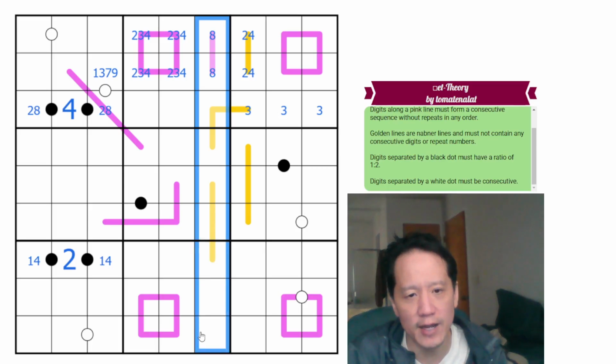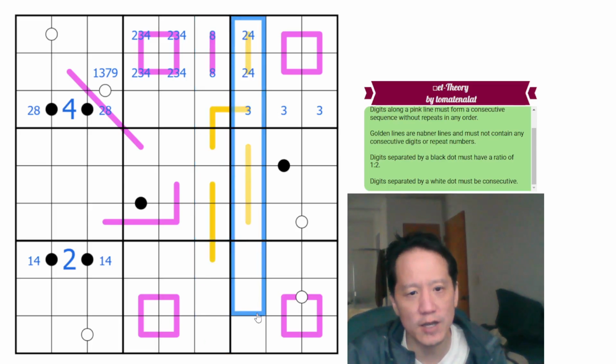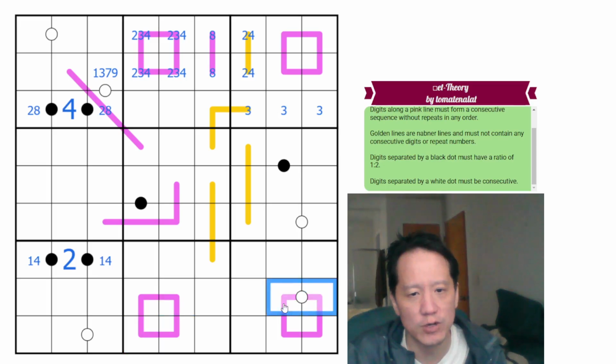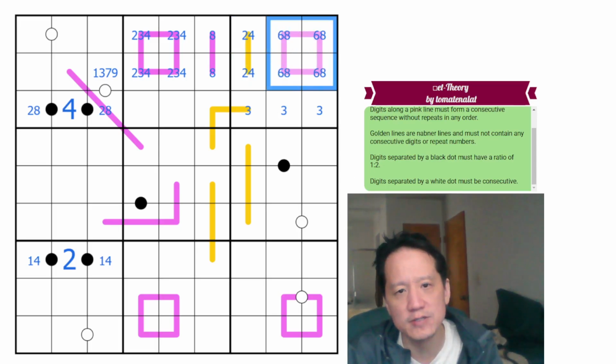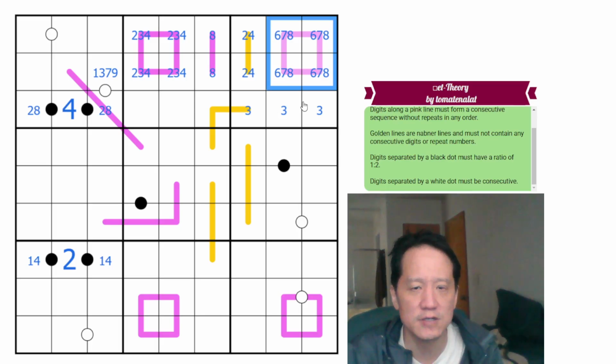I was saying 8 has to be here, which means 8 has to be on one of these Renbans with the 1, 2, 4. But that's not actually the case, right? 8 can be here and 8 can be here, and that's fine. 8 is no longer on both Renbans. So this could be 2, 4. This would have to have an 8, so it'd have to be 6 and 7 at least.